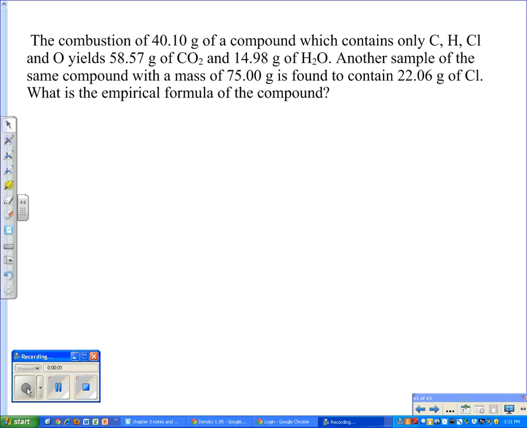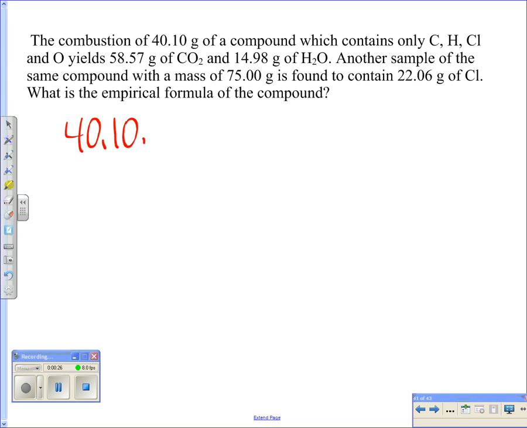There's a couple different ways to figure out the empirical formula given this information. One way is to determine the number of grams of each element composed in the compound. Another way is to do it by percent. So this particular video is going to show you how to determine the grams of each and then determine the empirical formula.